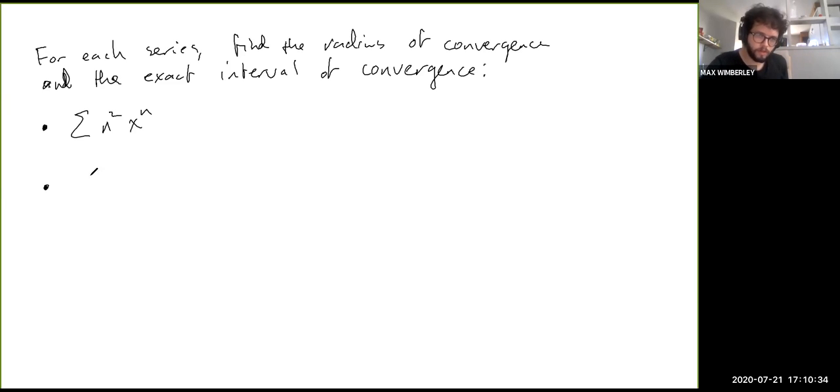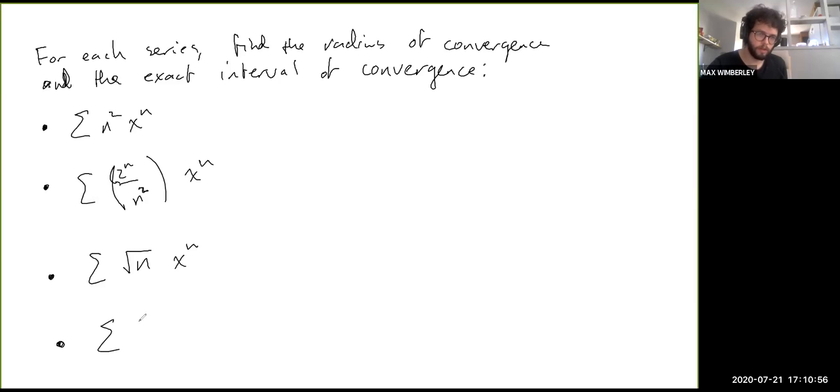And then the next one is the sum of 2 to the n over n squared x to the n. The next one is the sum of square root of n x to the n. And then the last one is the sum of 1 over n to the square root of n x to the n. Okay, I think that'll be it for the warm up.